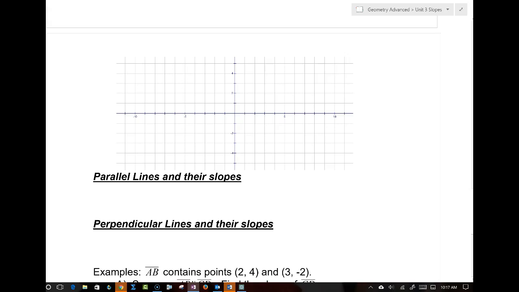Okay. People, do we need to know the difference between skew and parallel lines?